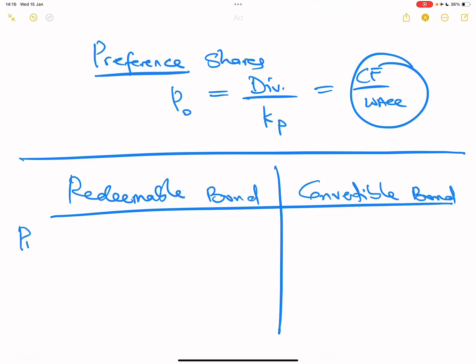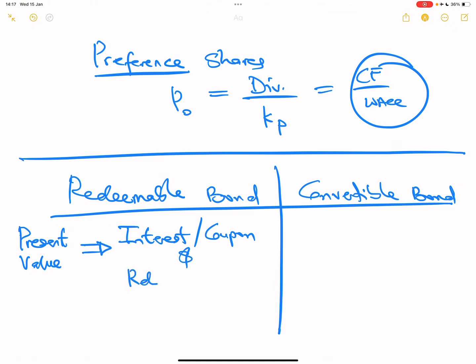Remember, the valuation is the present value of all future cash flow. But in the case of a redeemable bond, this will be the present value of interest, which is the annual coupon you get until redemption, and the redemption value. Usually, most of these bonds are redeemed at par, but sometimes the question will tell you that some of them are redeemed at a premium or at a discount.